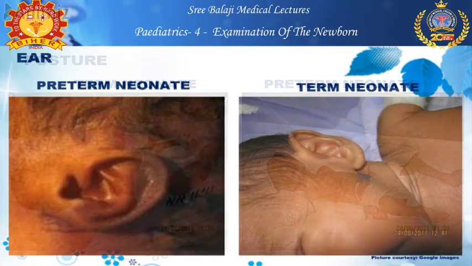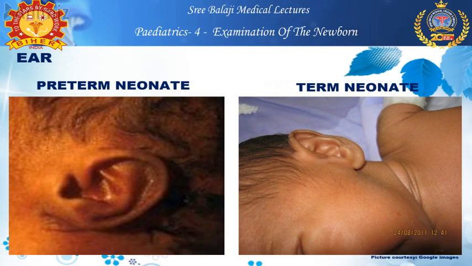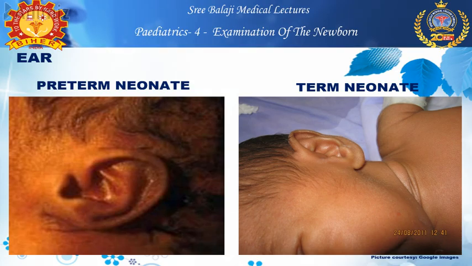Now you look at the ear. In the preterm, there is no cartilage in the ear, so only the skin is present, and if you flex it, the recoil will be very slow. In the term, there is ear cartilage present in the external ear. If you flex the ear, the recoil is immediate, instant.